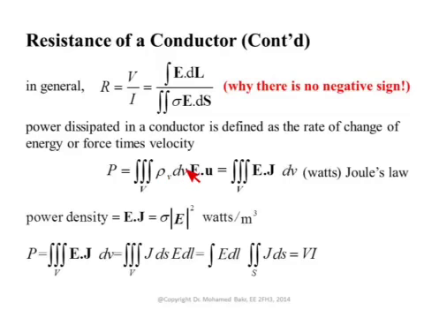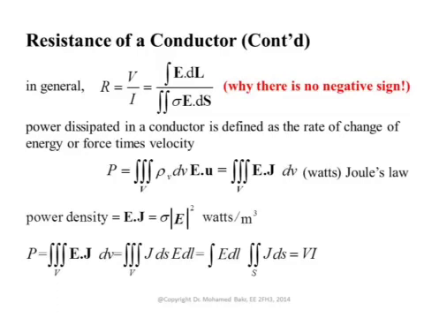Remember that Q E dot D, where D is a distance, will give you work. But when you multiply by U, which is the rate of change of the distance, this will give you now power. We agreed earlier that J, the current density vector, is equal to rho V multiplying U. So now I can simply replace this one by this expression. And this expression is extremely important in electromagnetics.